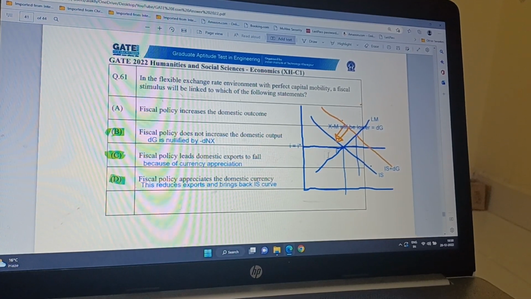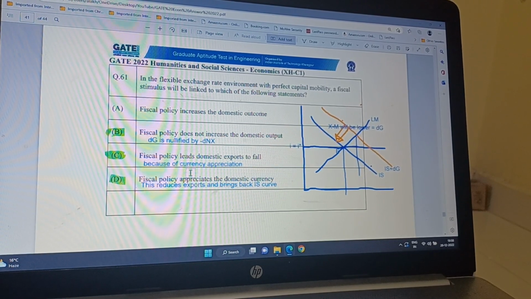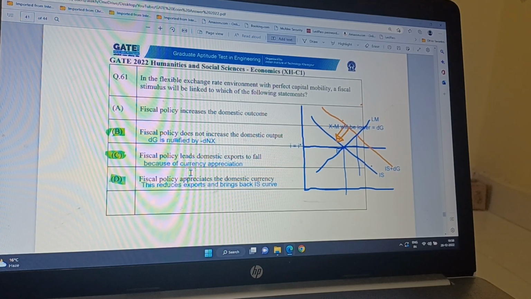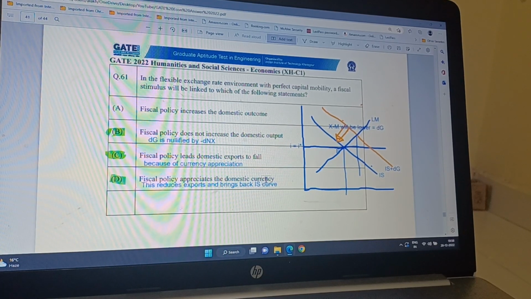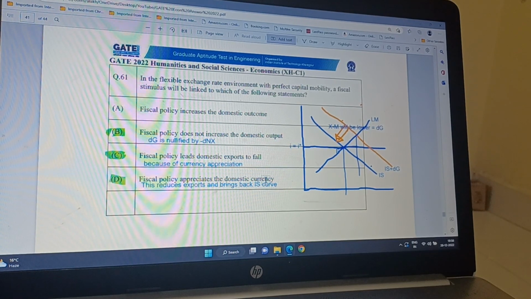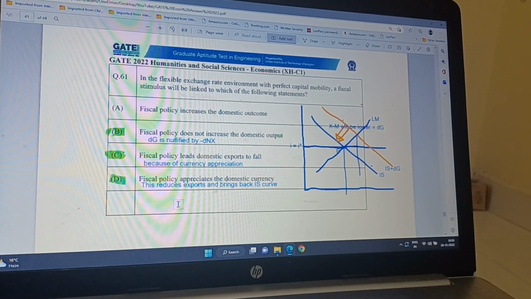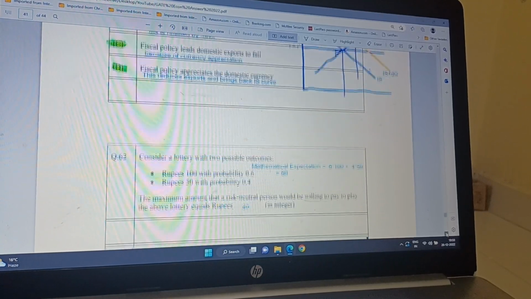Now the statement that fiscal policy leads domestic exports to fall is also correct. Yes, that is what I already said: since the rupee has become stronger, exports will fall. And fiscal policy appreciates the domestic currency, which I already said, because interest rates went up. When interest rates went up, foreigners rushed to invest in the Indian rupee, and that way the demand for the Indian rupee went up and the exchange rate went up. So B, C, D would be the correct answers. That is what GATE has given.